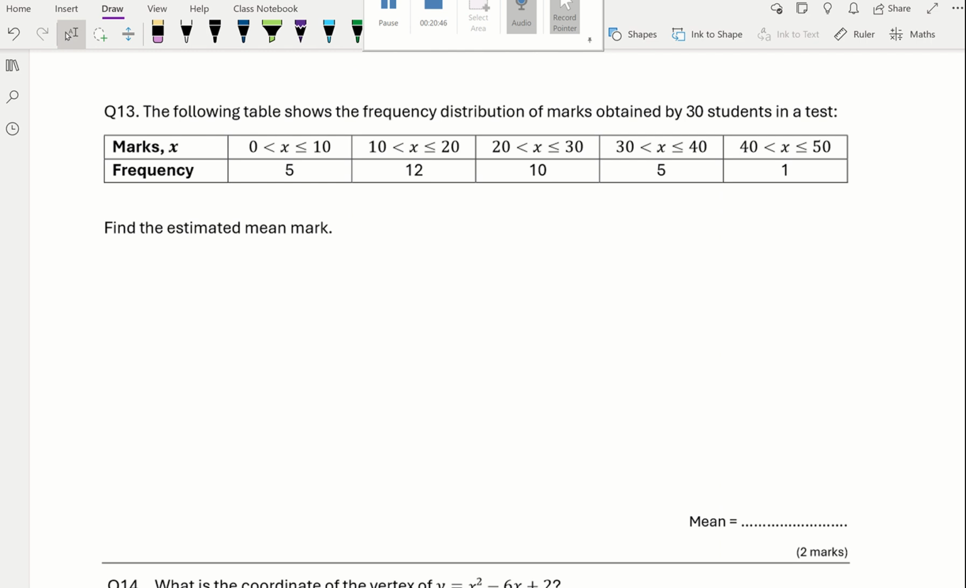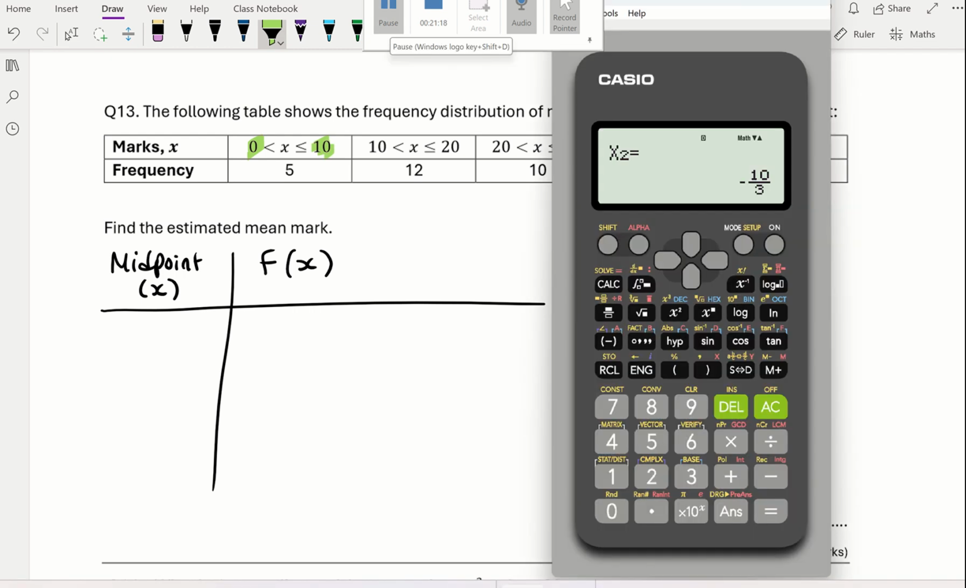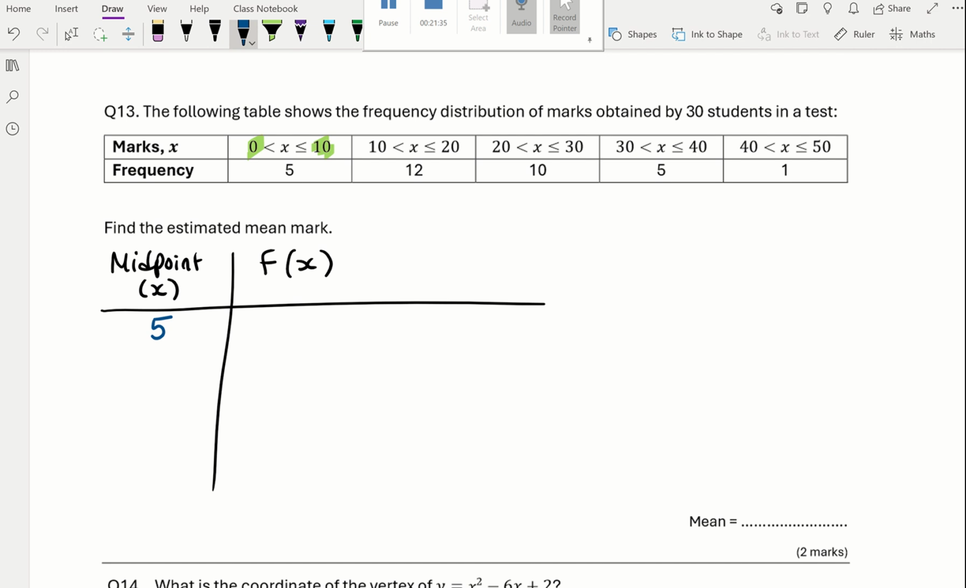And this is a grouped frequency table, and it says find the estimated mean. So this is the mean, and you need two extra columns. You need the midpoint, which is x, and you need the frequency times the midpoint, f of x. So the midpoint here, you always add them up. So add the two numbers up and divide by 2. And if you're going to do it in a calculator, you need to make sure that you put these in brackets. That will give you the right answer. But this is quite easy. The midpoint between 0 to 10 is 5. 10 to 20 is 15, 20 to 30, 25, 30 to 40, 35, 40 to 50, 45.